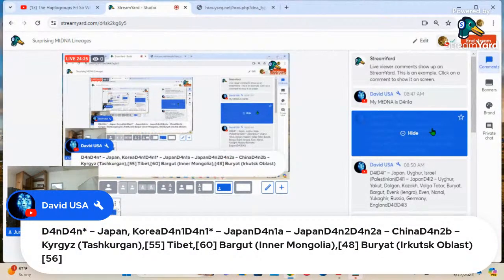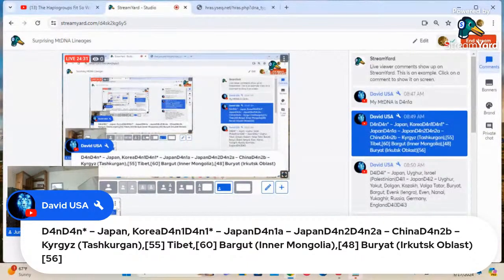Okay, Korea, Japan, China, Kyrgyz, Tashkurgan, Tibet, Barut, Inner Mongolia, Barut. Wow, that's amazing. Yep, this is all, of course, East Asia, basically. Because usually you'll find the Asiatic maternal lineage is east of India. And west of India, you'll see more of the Semitic mitochondrial lineages.